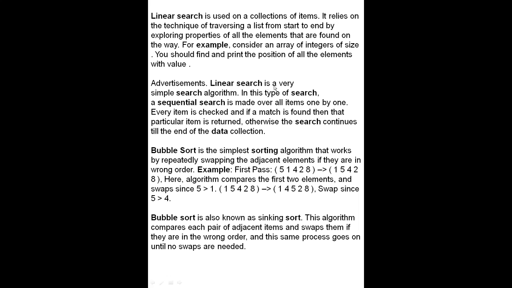Linear search is a very simple search algorithm. In this type of search, a sequential search is made over all items one by one. It means it will search for that item one by one from the array elements. Every item is checked, and if a match is found, then that particular item is returned. Otherwise, the search continues till the end of the data collection.